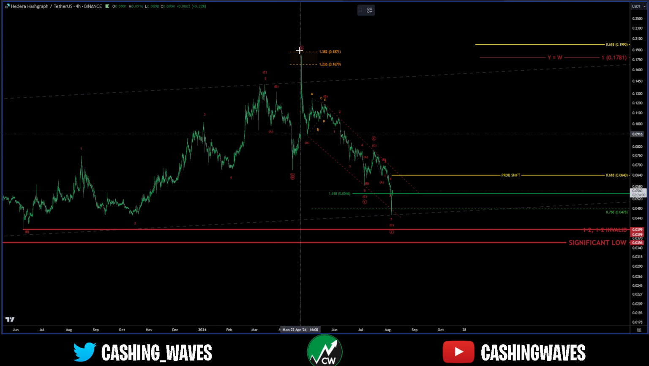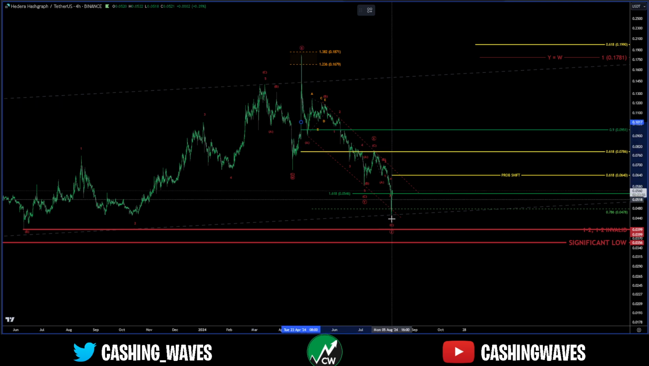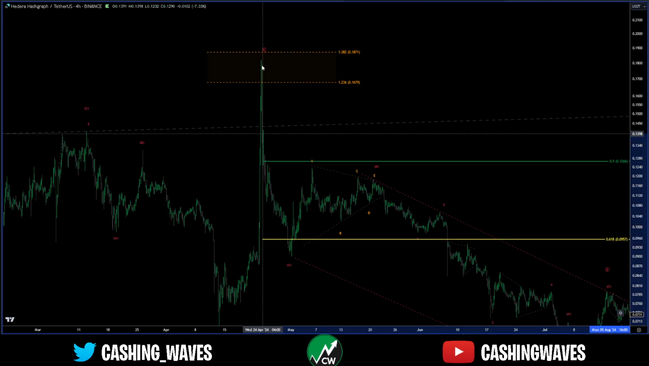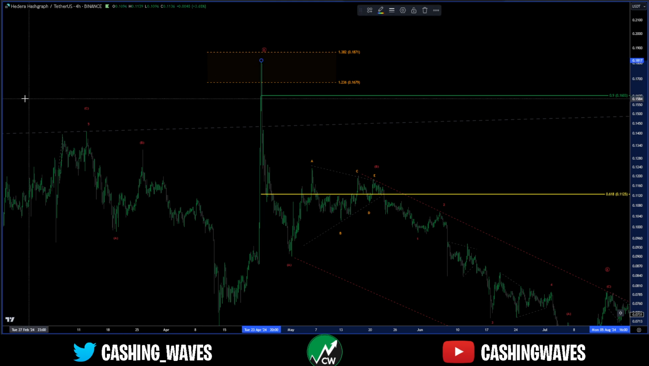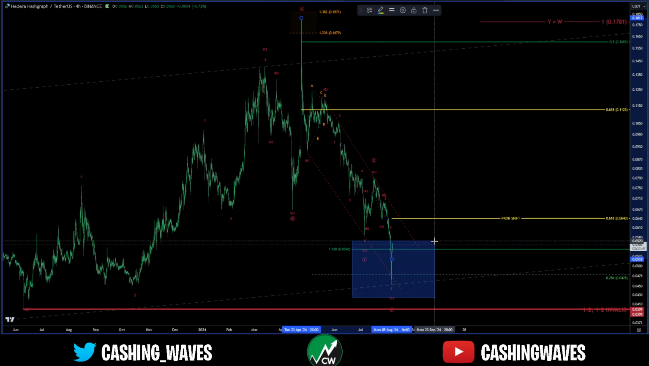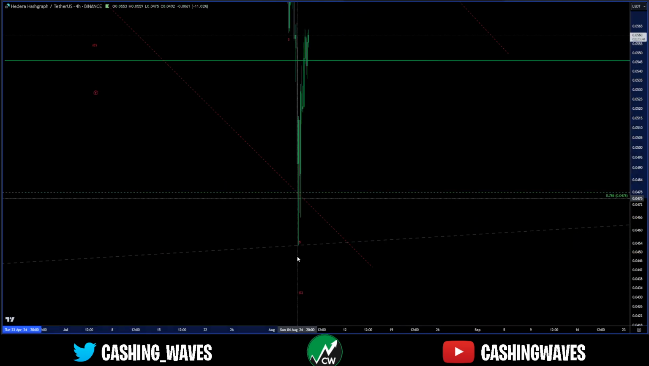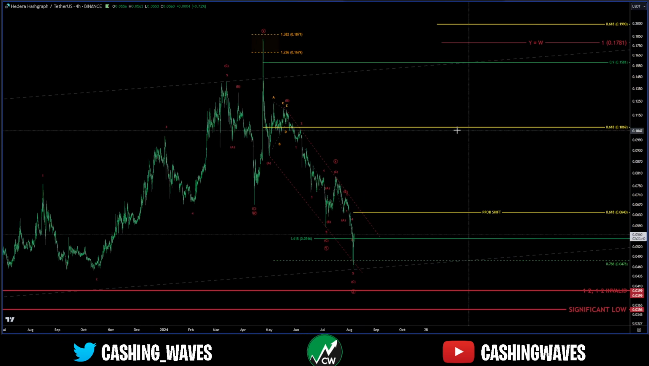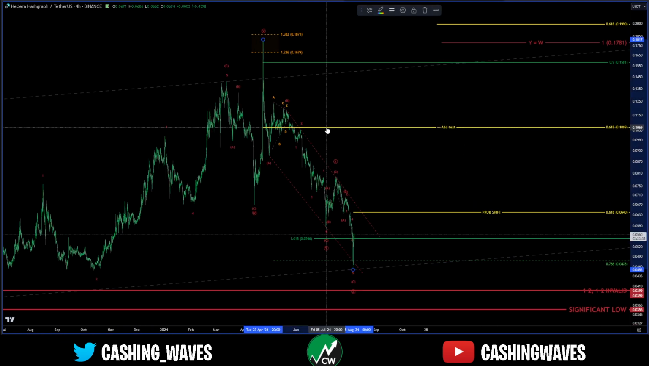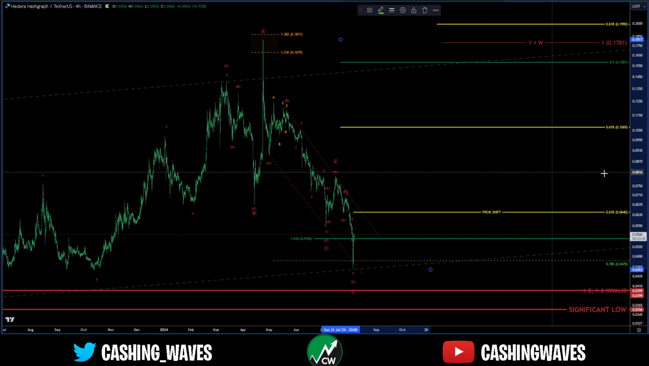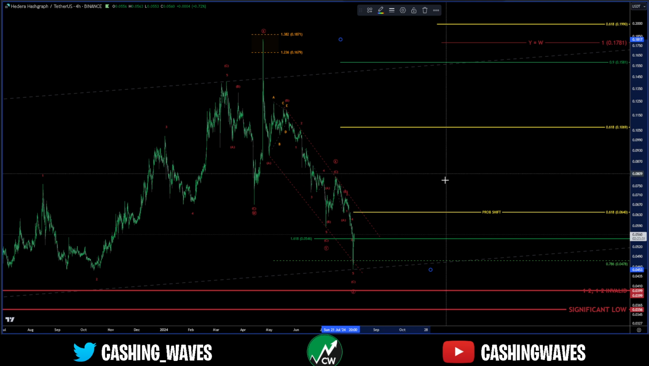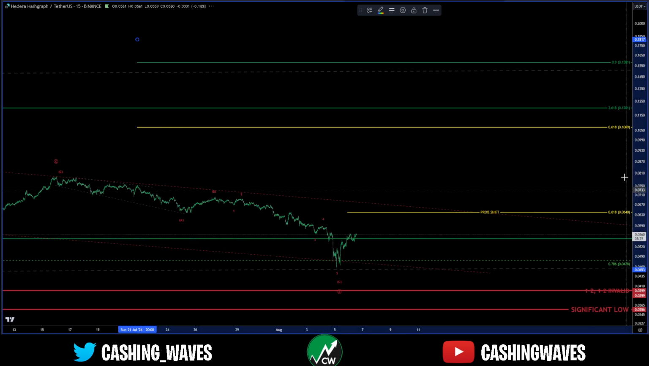Just put on our second most important area as well. The 618 of the entire move is going to be quite important as well. Always a higher 618. That's our higher one at 12.96, but nothing to worry about at the moment.